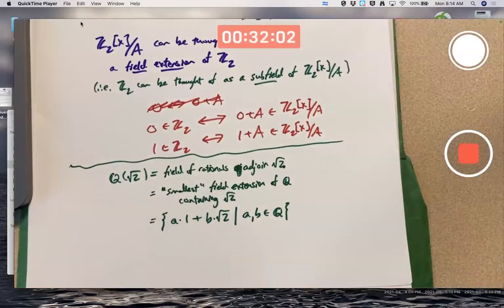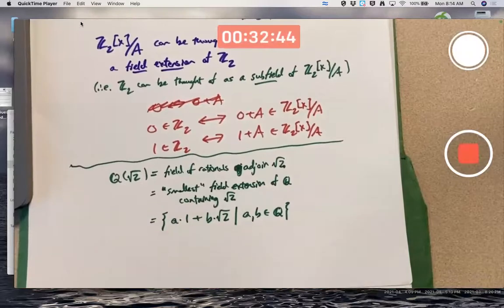It contains 2 root 2, it contains 3 root 2, it contains 1/2 root 2, negative 17 13ths root 2. In fact, any linear combination like this of the number 1 and the number root 2. So it's not just the rationals and one more element, okay? There's infinitely more elements that are being combined with the rationals to form this set. And this set is a field. Maybe that's not obvious that it's a field.